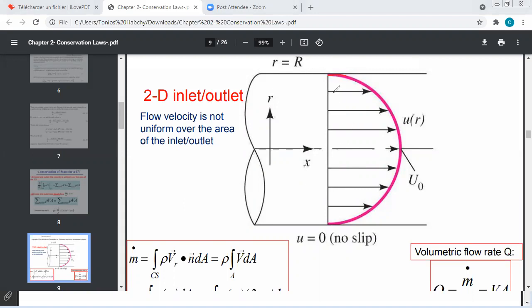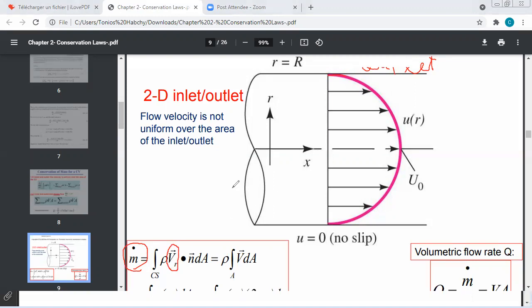So for example here, let us say this is an outlet, and we want to determine the total mass flow rate over this outlet. We'll apply the following equation: m dot is equal to the integral over the control surface of rho times V_R dot n dA. If you remember, we said that we should use V relative because we consider the velocity of the flow relative to the control surface.